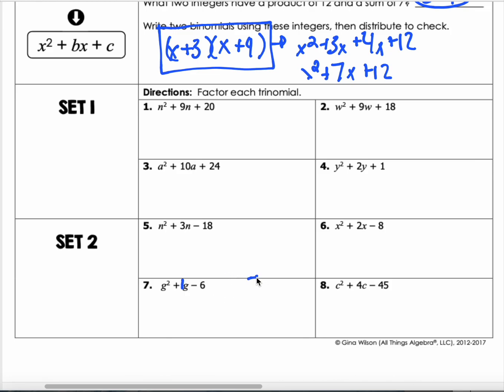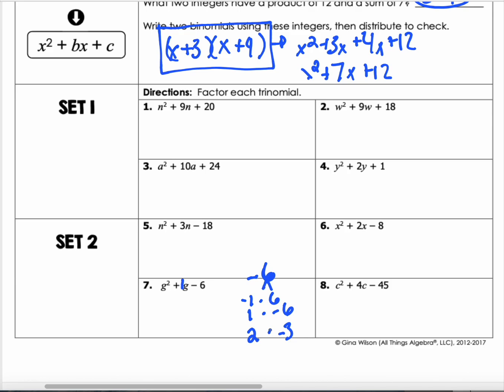So let me go ahead and start by writing out the possible options for negative 6. For negative 6, I could have 1 times 6, and either of those could be negative. I have a negative 1 and a positive 6, or I can have a positive 1 times a negative 6. Those would both work. Now, another option for getting negative 6 is 2 times negative 3.